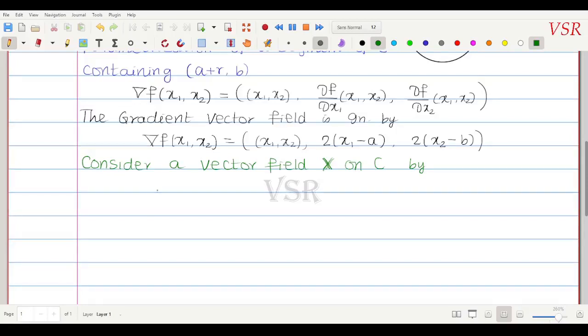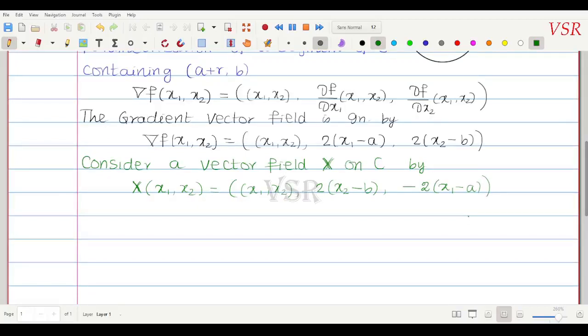So we have capital X of x1 comma x2, which is defined to be the vector at the point x1 comma x2. Swap these two, with a minus on the second row. So this is 2 times (x2 minus b) comma minus 2 times (x1 minus a). This is just rotating the gradient vector field by minus 90 degrees. When we rotate, we get this vector field.